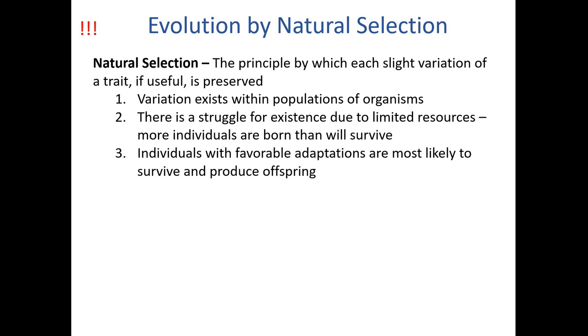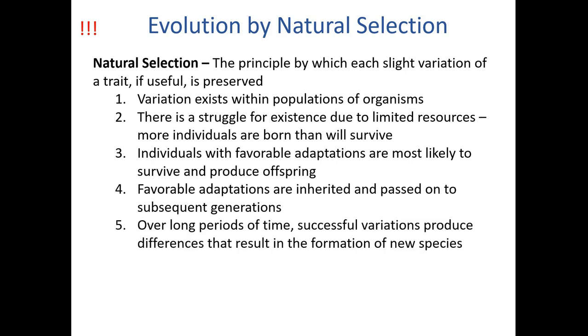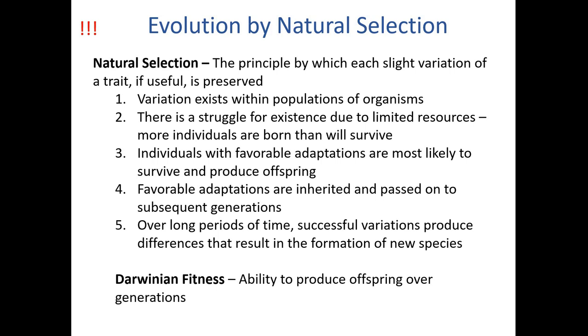And this actually doesn't necessarily have to be just survival, but traits can also be selected for based on general reproductive advantage. That's called Darwinian fitness. Then 4, these favorable adaptations will be inherited and passed on to subsequent generations. Then over long periods of time, successful variations will produce differences that result in the formation of new species. So again, this idea of Darwinian fitness is the ability to produce offspring over generations.